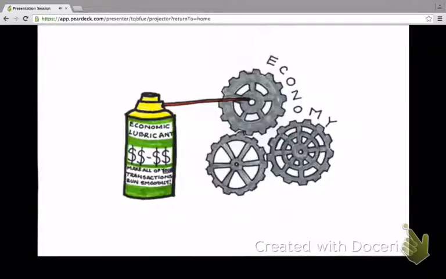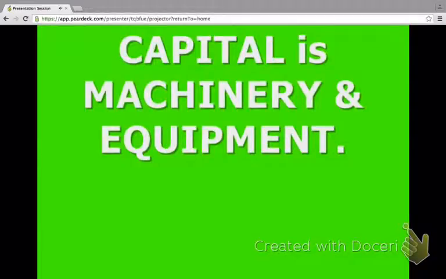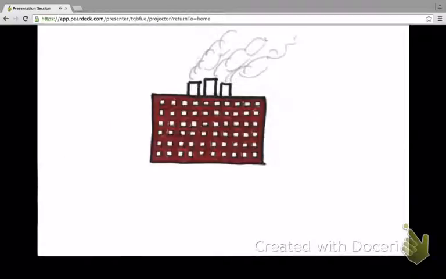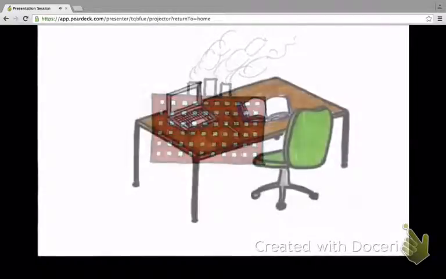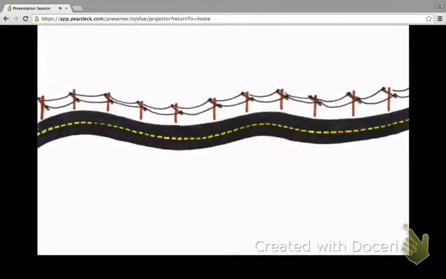But what is economic capital? By definition, economic capital is anything that's manufactured in order to be used in the production of goods and services. Well, more simply, capital's machinery and equipment. This includes factory machinery, but also the factory itself, computers, furnishings, books, roads, phone lines, etc.